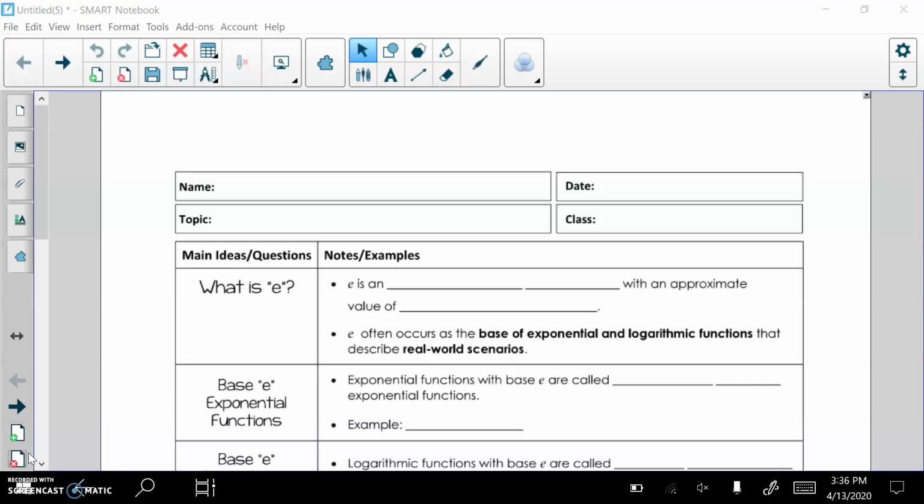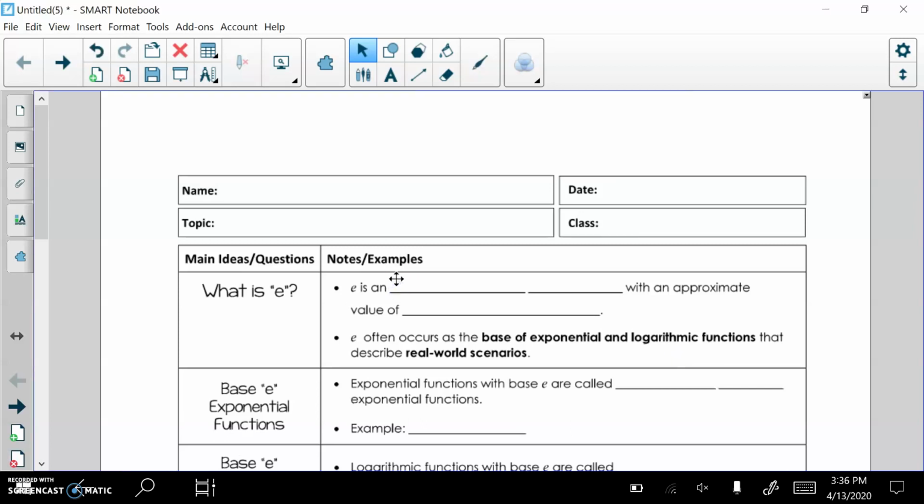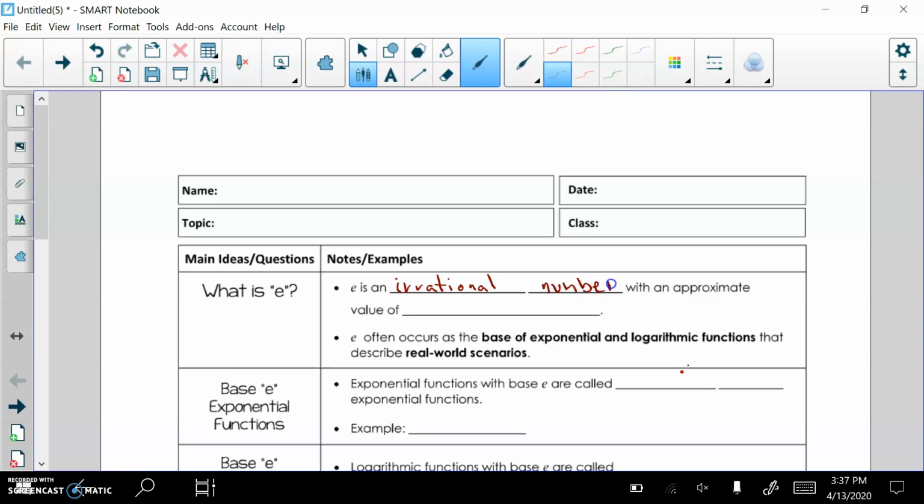So e is an irrational number with a value of approximately 2.71828, etc. You guys know how to read.